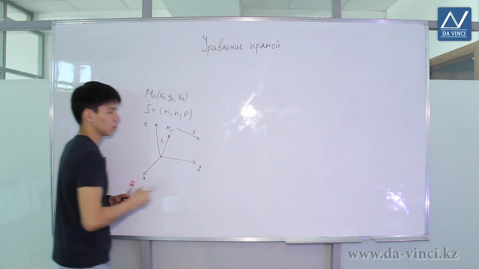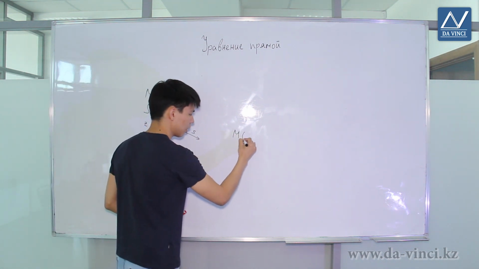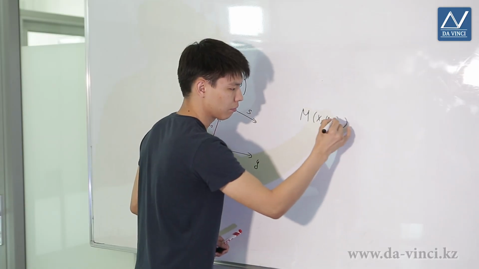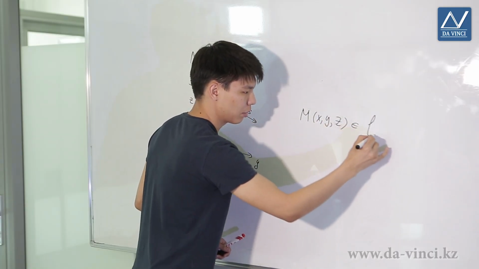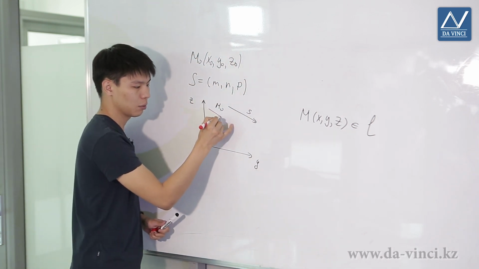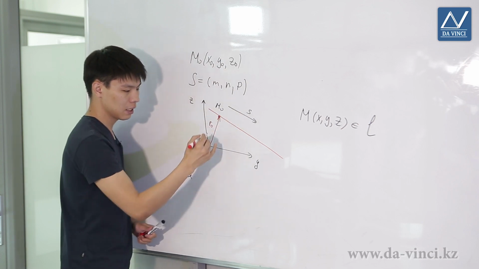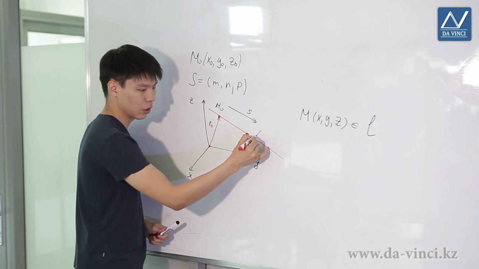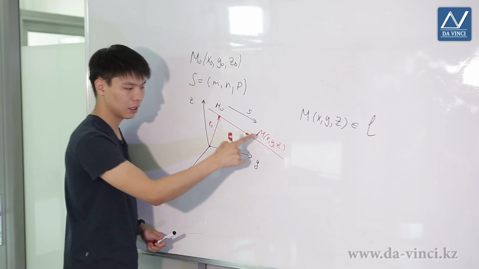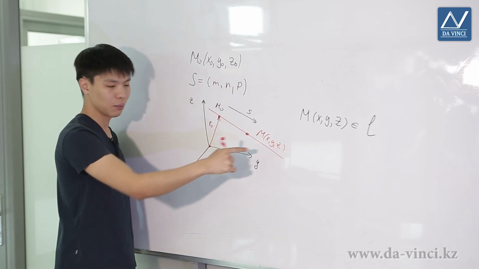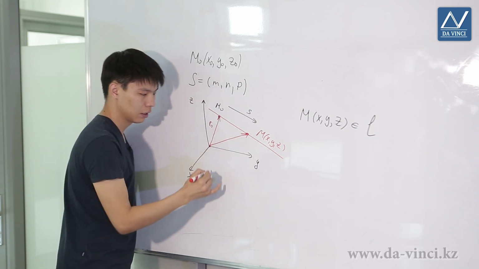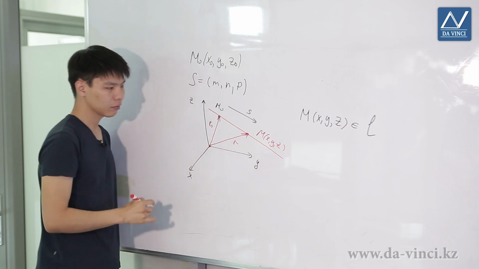Now, an arbitrary point M with coordinates x, y, z belongs to our line L in the following case. That is, we need to draw a straight line parallel to S. Let's take some arbitrary point M, which lies on this line. If we find the coordinates of the point M, then we have set the equation of the line. Similarly, draw a radius vector from the origin and call this vector R.